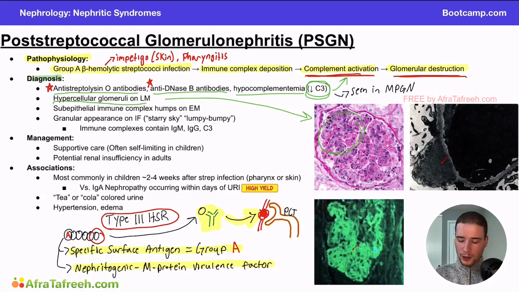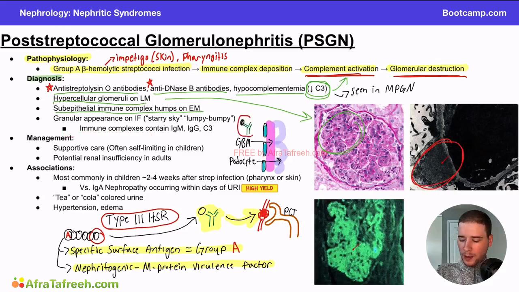Other imaging that we might look at includes subepithelial immune complex humps on electron microscopy. So this is a really similar pathophysiology to what we talked about in the membranous nephropathy video, but essentially we have these humps right here, and these are due to the deposition of our immune complexes into the subepithelial space. And what happens when we pack more stuff into a limited space? Well, this can cause an expansion of the glomerular basement membrane. So we now get a presentation that looks like this, where we have these humps that have developed in the glomerular basement membrane, and that's what you're seeing right here. These dark spaces are equivalent to this process where complexes have deposited and the glomerular basement membrane has expanded.